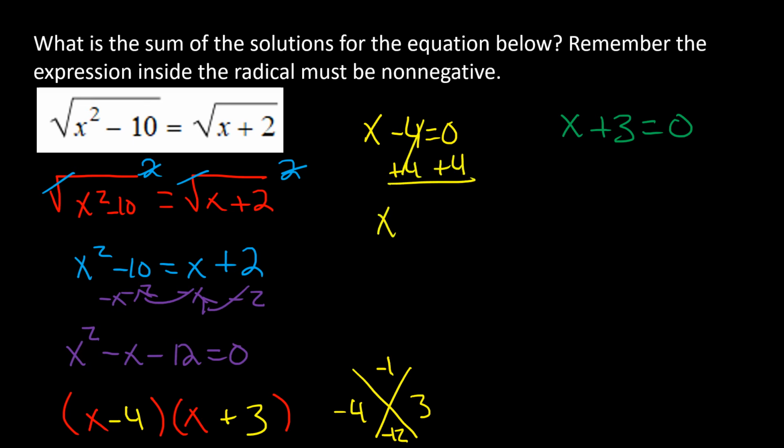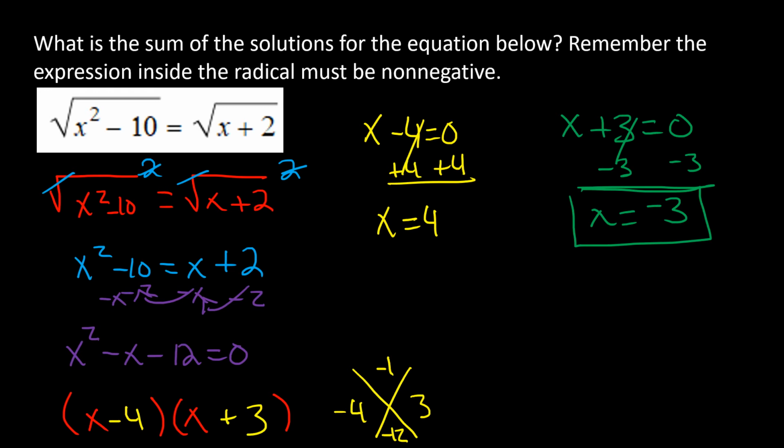So we get x equals 4. And on the other one, we subtract 3 from both sides. And so we'll get x equals -3. And so these are our two solutions. Cool. And so you're going to want to say, okay, let's go ahead and add them. 4 minus 3 is 1. My answer's got to be 1. You got to hold on. You got to stop. Wait.